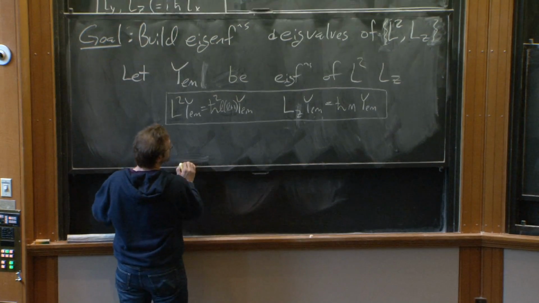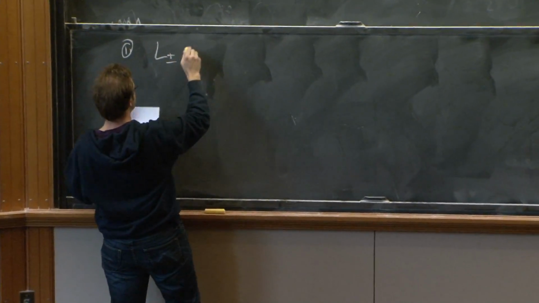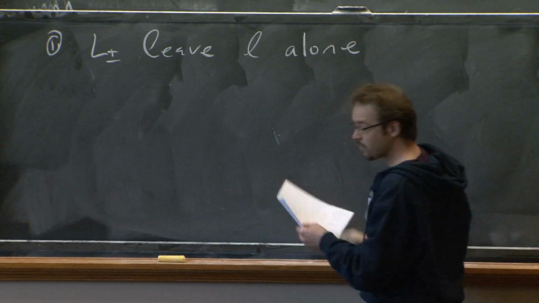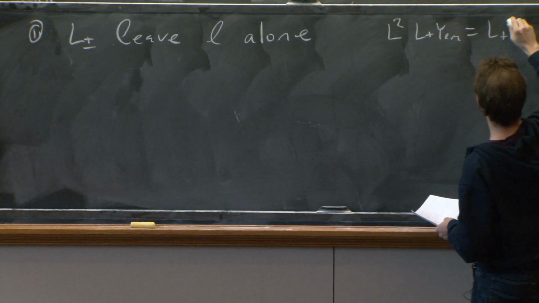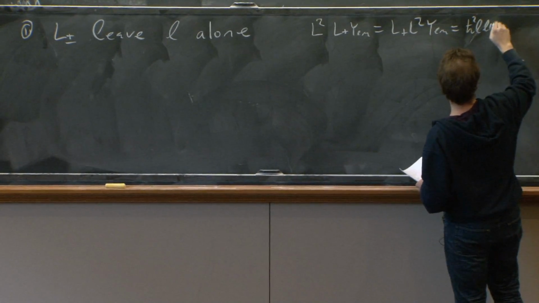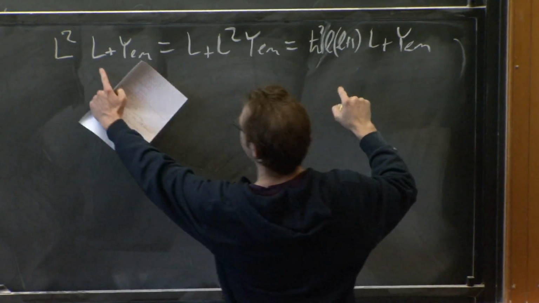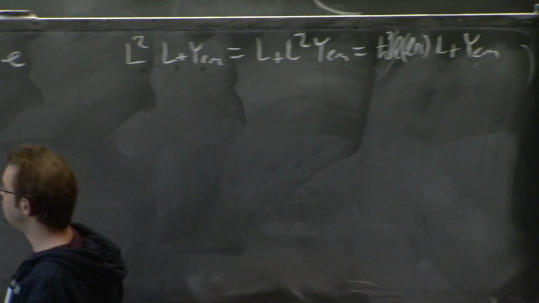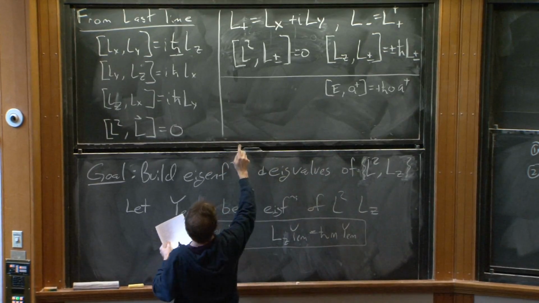So the two key things to note are, first, that L plus and minus leave the eigenvalue of L squared alone. So they leave l alone. This is the statement that L squared on L plus Y_lm is equal to L plus on L squared Y_lm, which is equal to h bar squared l(l+1), the eigenvalue of L squared acting on Y_lm, times L plus Y_lm. And so L plus Y_lm is just as much an eigenfunction of L squared as Y_lm was itself, with the same eigenvalue. That came from this commutation relation.